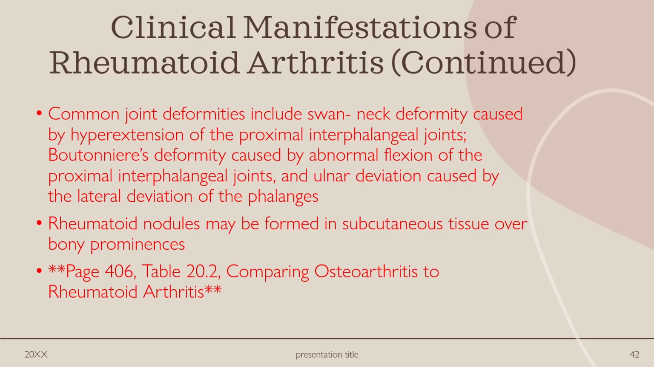And page 406 in your textbook, again, I am using the third edition, table 20.2, there will be a table that will compare osteoarthritis to rheumatoid arthritis. And ladies and gentlemen, you are going to want to know that table. At least one exam question will be coming from that table.